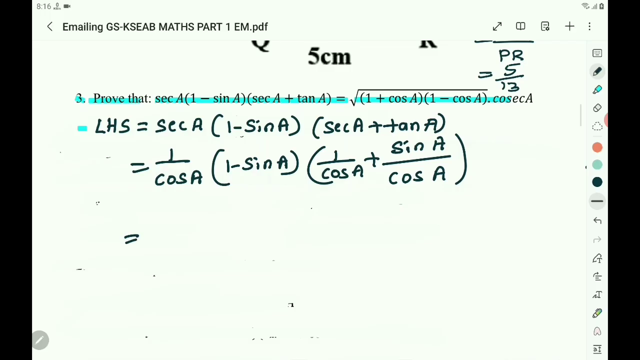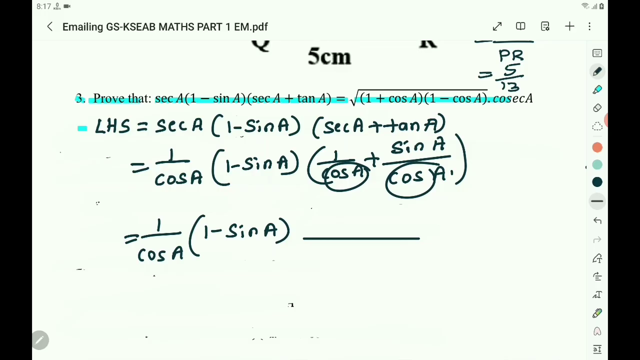Equals. Now you write 1 by cos A as it is. Write 1 minus sin A also as it is. Then for this you take the LCM. What is the LCM? LCM is cos A, because both the denominators are same. Now 1 remains as it is, and the sin A also remains as it is. You got 1 plus sin A.